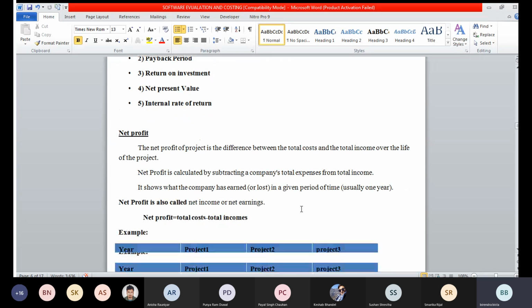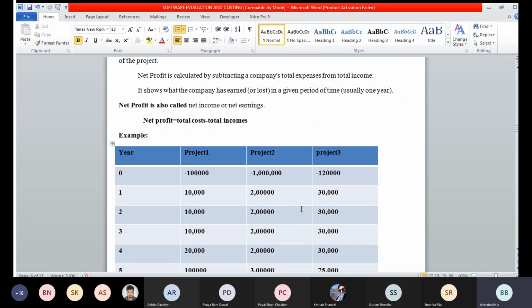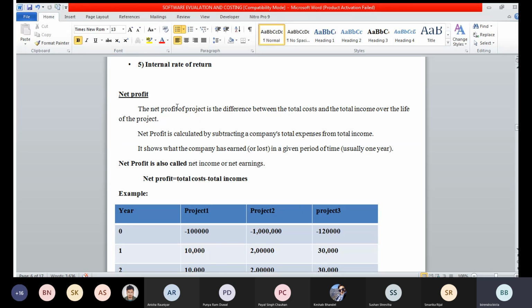So अब हामी नेट प्रफिटबाट जान्छौँ. So अब नेट प्रफिट is a very simple way. So नेट प्रफिटमा यहाँ हेर्न सक्छौँ, the net profit of the project is the difference between the total cost and the total income over the life of the project. And this is a very simple way of doing the thing. Generally we don't do it in this way.